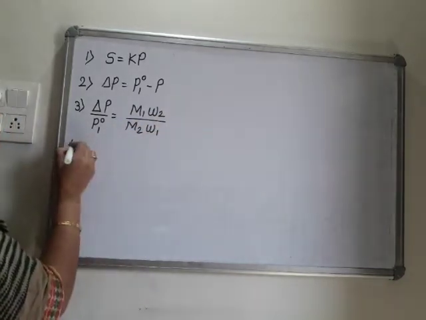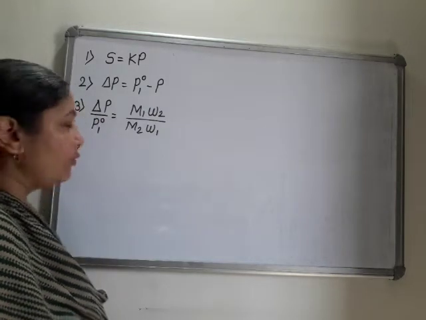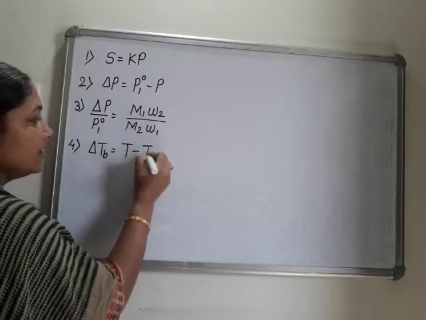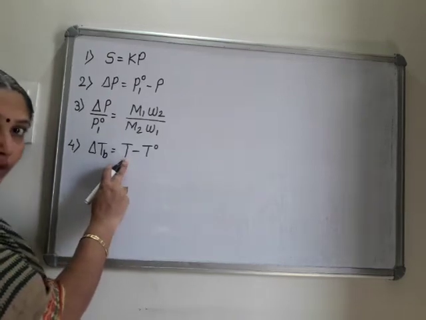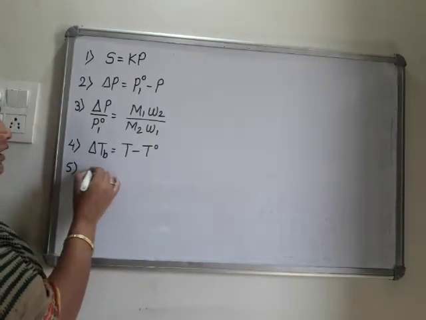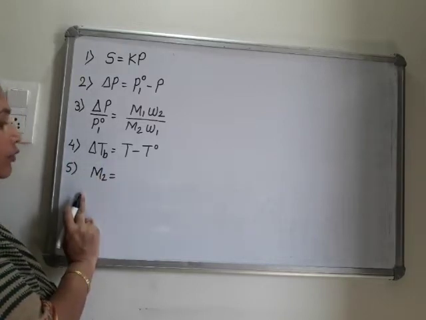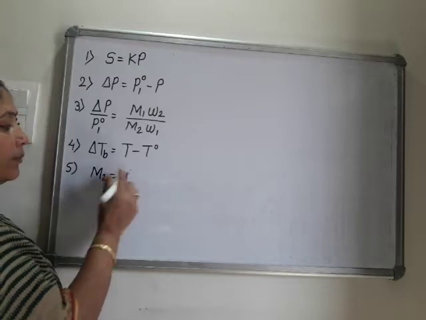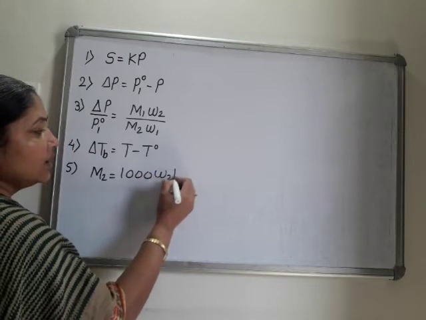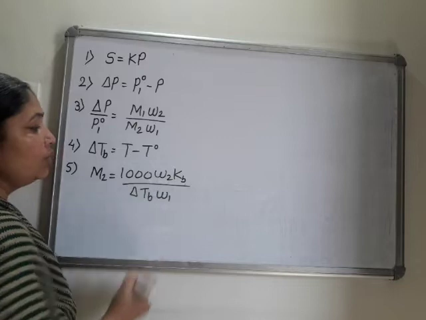Next formula, next property was elevation of boiling point. So delta TB is T minus T0. T is the boiling point of solution, and T0 is the boiling point of solvent. Then, molar mass with the help of boiling point elevation: M2 is equal to 1000 W2 kb upon delta TB W1.